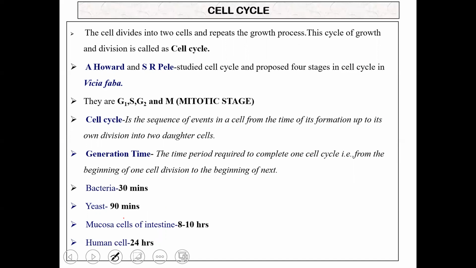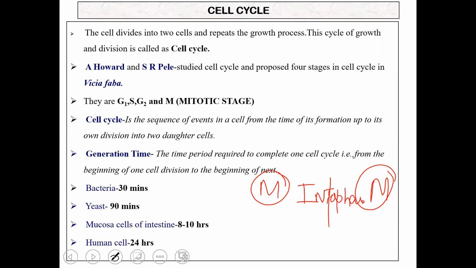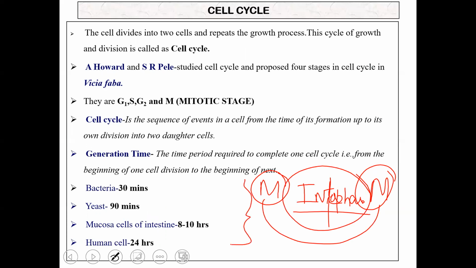So just now we saw, starting from one M phase to the next M phase, the phase which is present between is called interphase. So the time duration from one M phase to another, which includes the interphase, is called the generation time, right? It is called generation time.